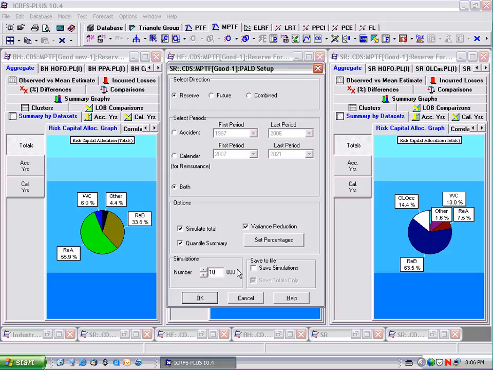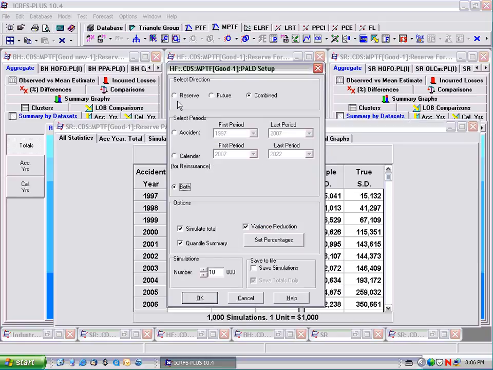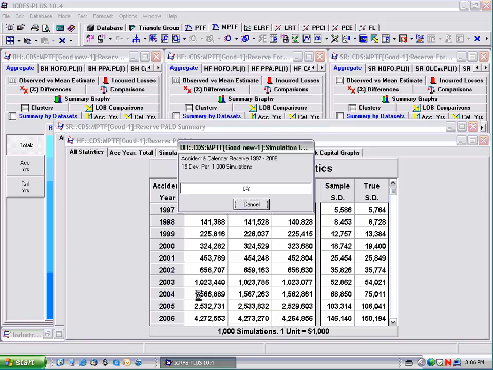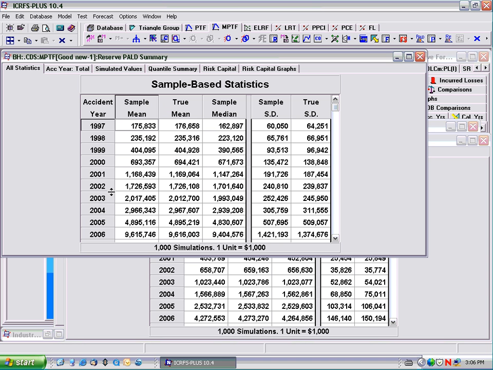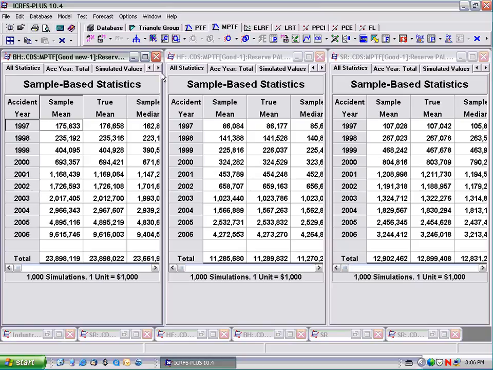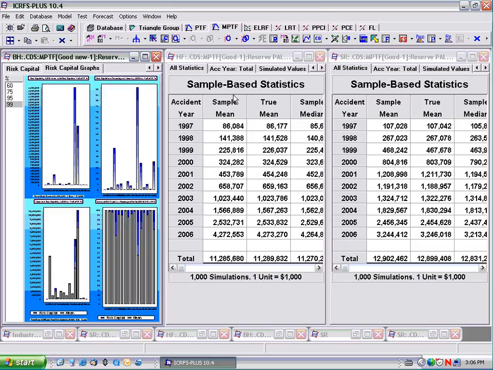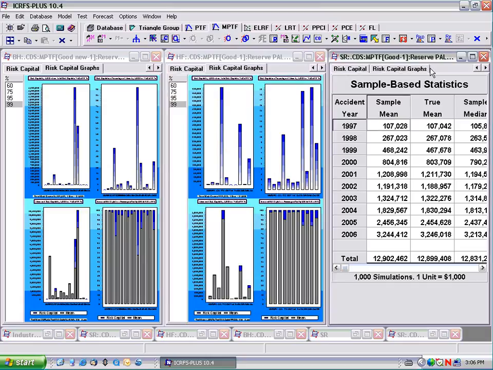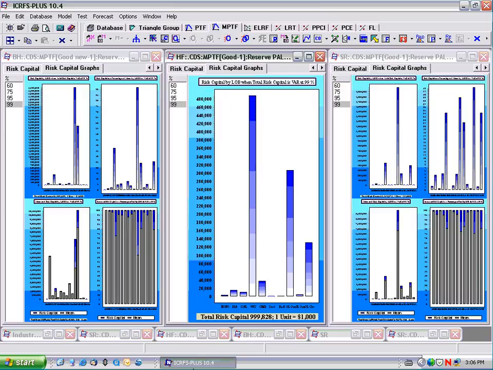What if we just do a simulation now for the aggregate and do some comparisons for just the reserve? Why don't we just do 1,000 simulations? And then we'll do the same thing for the Hartford. Find distributions of aggregates of log normals that are correlated. And here's another one, which is Berkshire Hathaway. Let's tile them vertically. Let's look at these risk capital graphs, which are going to be improved with time.